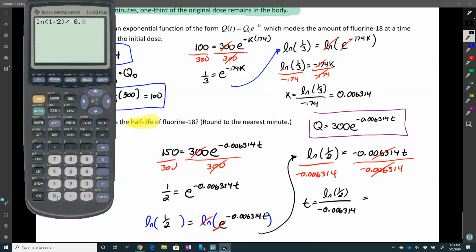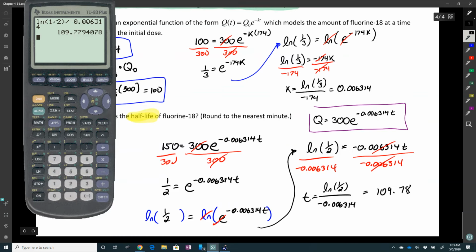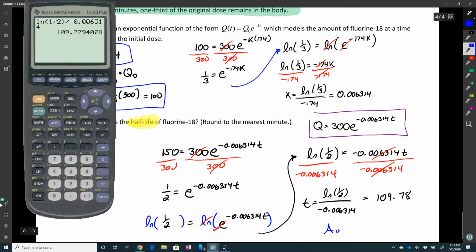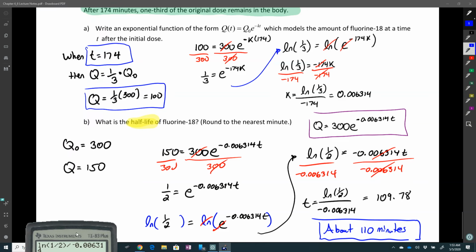Negative 0.006314. So, 109.78. So it takes about 110 minutes. And so the question was, what's the half-life? The half-life is about 110 minutes.